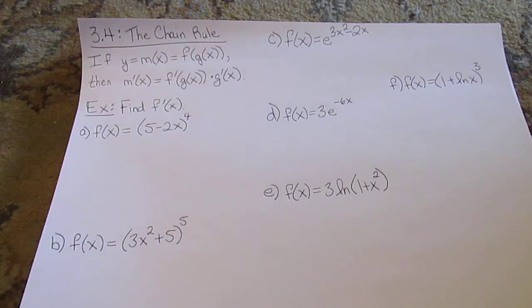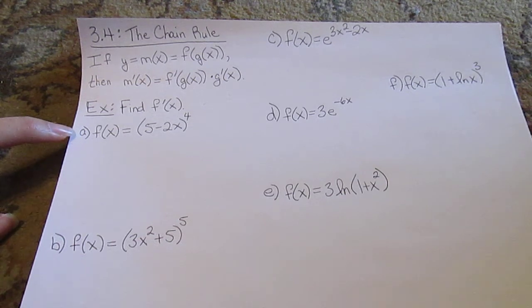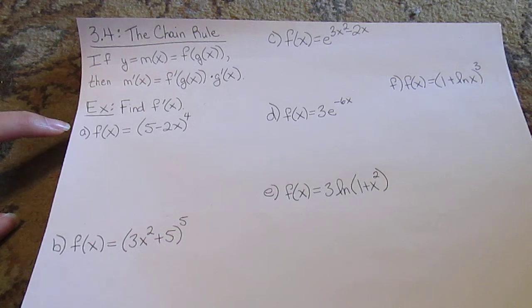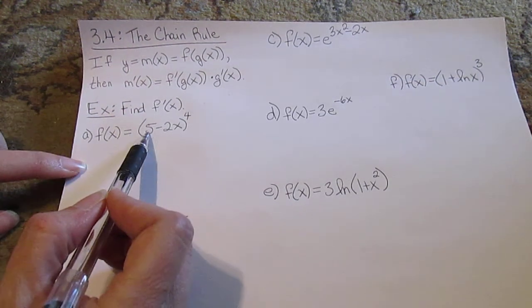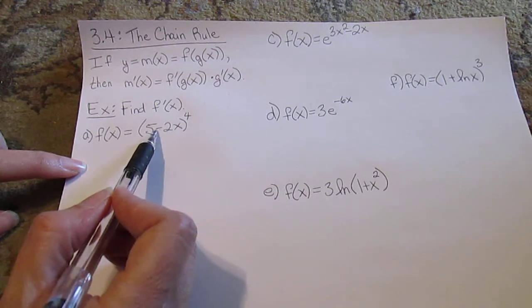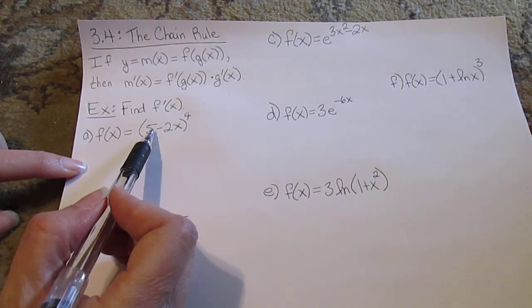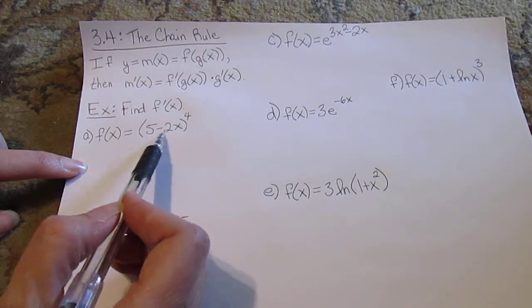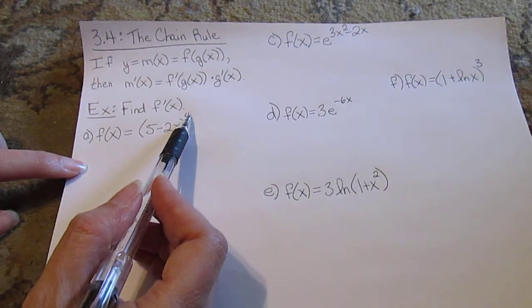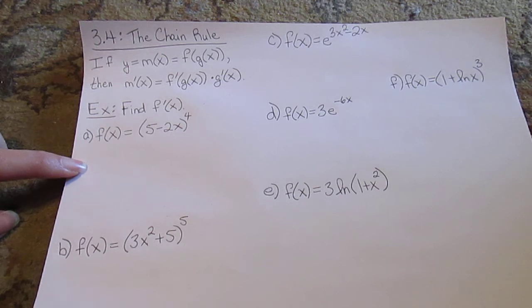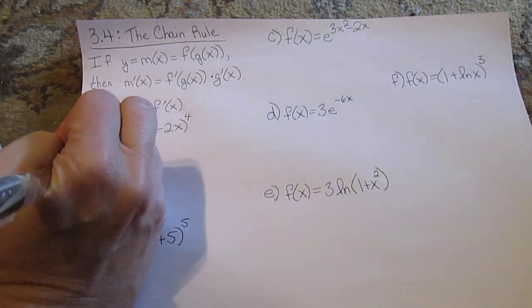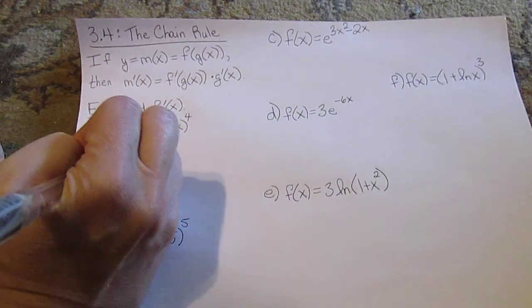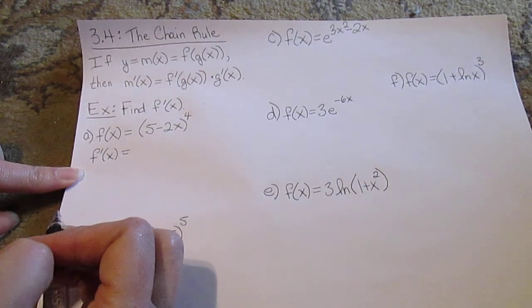So let's just take a look at a few examples. Part A, f of x equals 5 minus 2x, all of that taken to the fourth power. Well, we can clearly see that the inside function is this 5 minus 2x. So the outside function must be whatever is being taken to the fourth power. Well, that's our power rule. So we're going to start it off taking the derivative of the outside function.